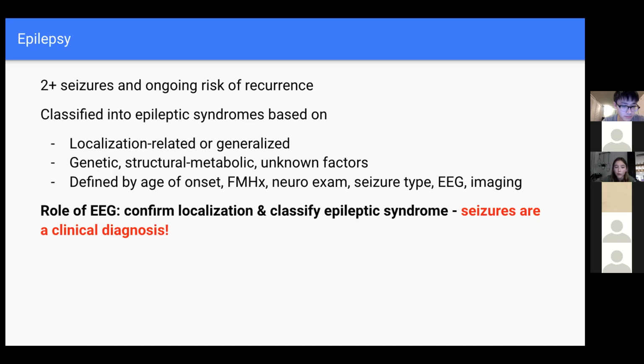A key point is that the role of EEG is to confirm the localization of the seizures and to classify the epileptic syndrome. It is not to confirm the diagnosis of a seizure, because seizures are a clinical diagnosis. So that's a key point to remember.